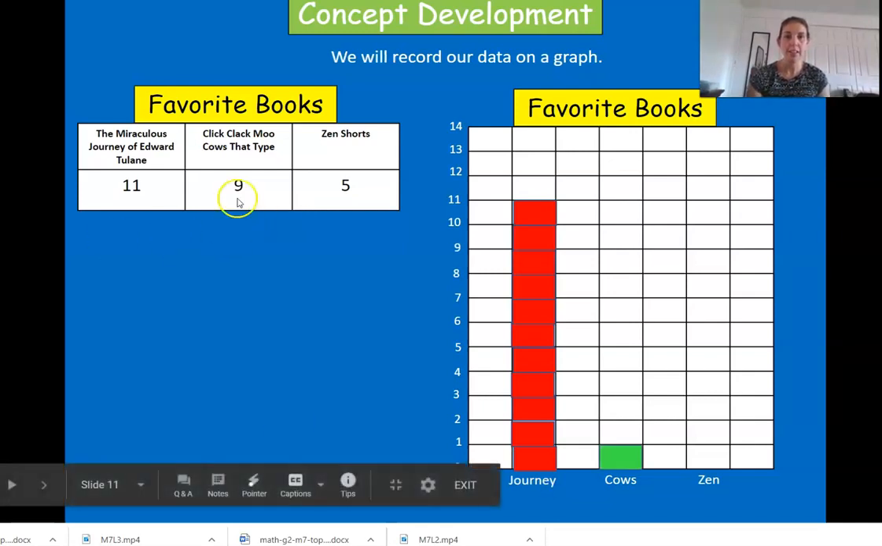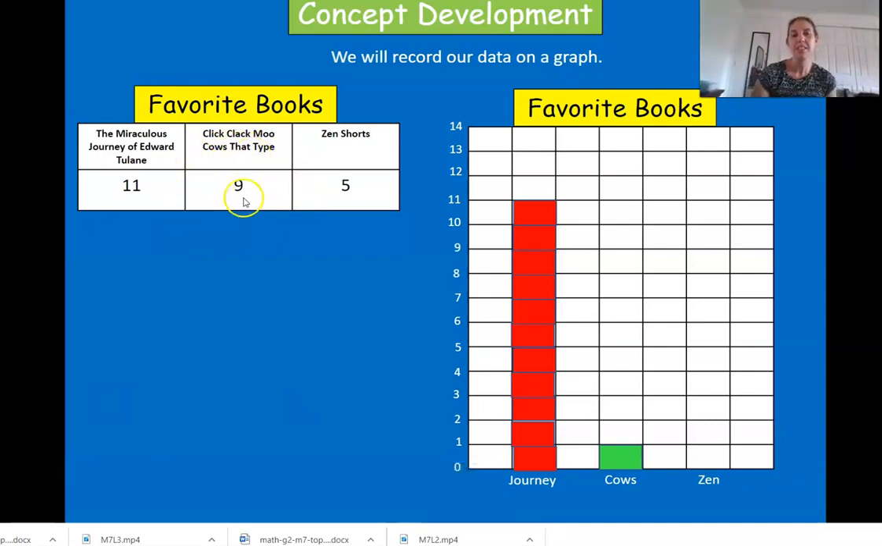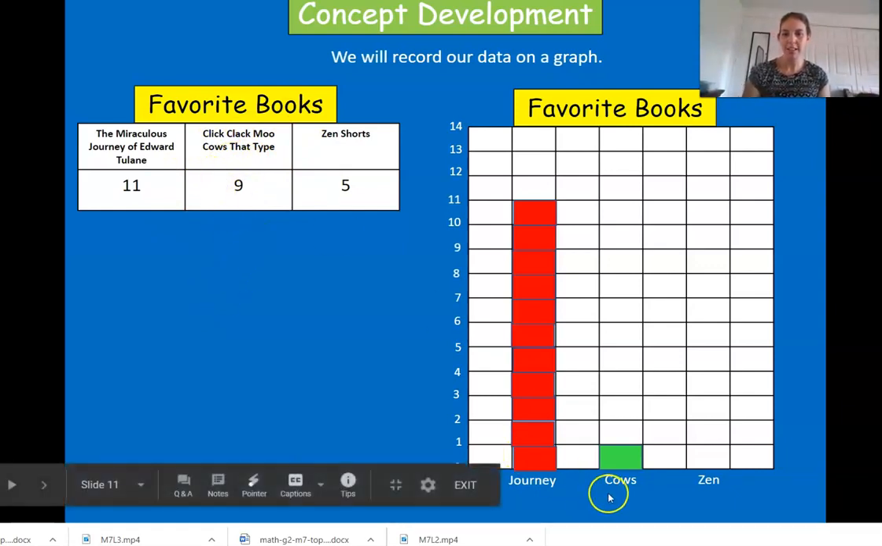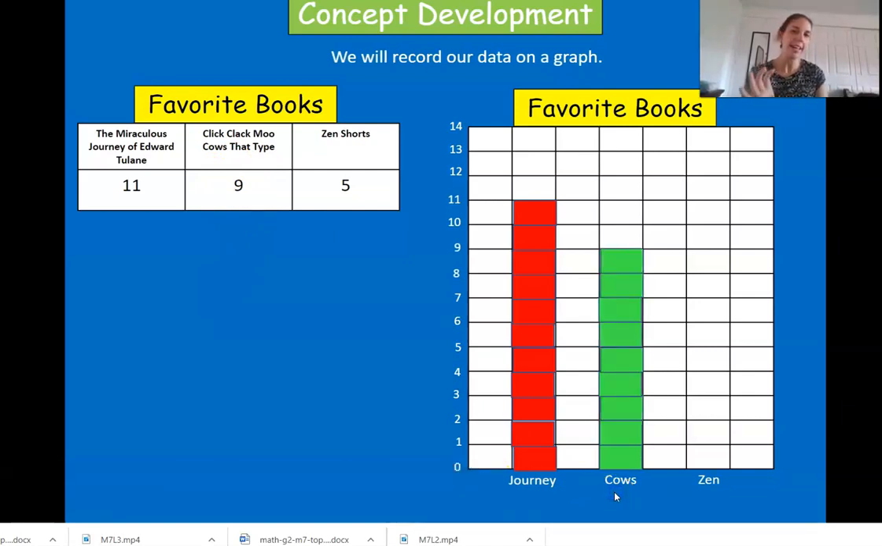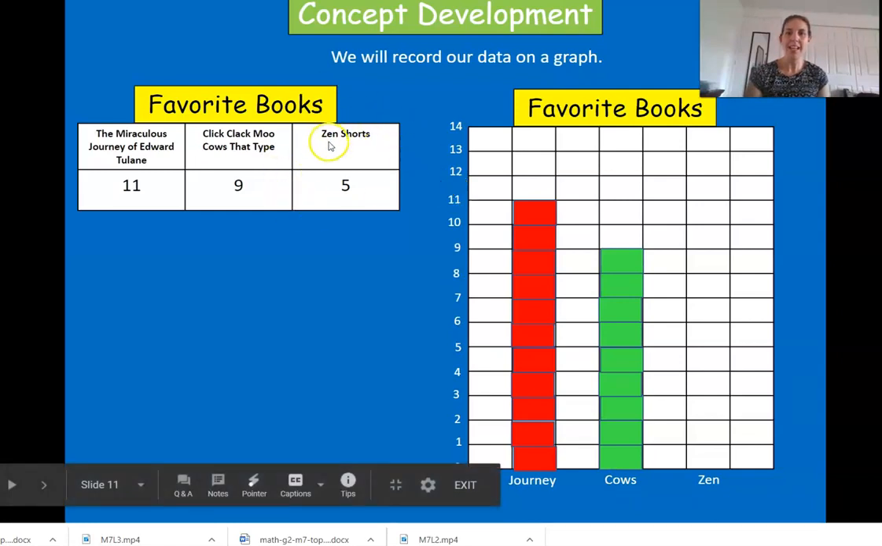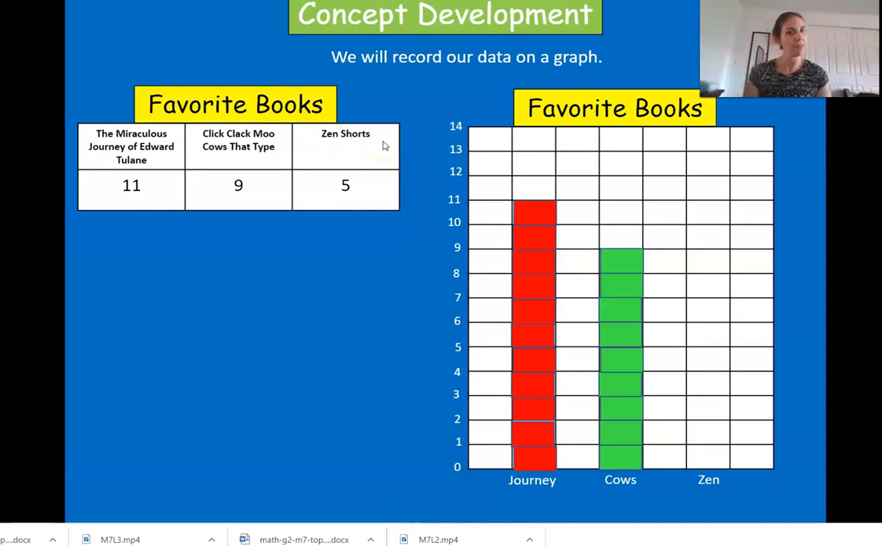Okay, now how many chose Click, Clack, Moo, Cows That Type? This is one of my personally favorite books. I love this book. It's so silly. There's 9. All right, we have 1, 2, 3, 4, 5, 6, 7, 8, 9. And this book, Zen Shorts. Have you ever heard of that book? I have not heard of that book. I'm not familiar with it. Zen Shorts. 5 people chose that as their favorite. So 1, 2, 3, 4, and 5.